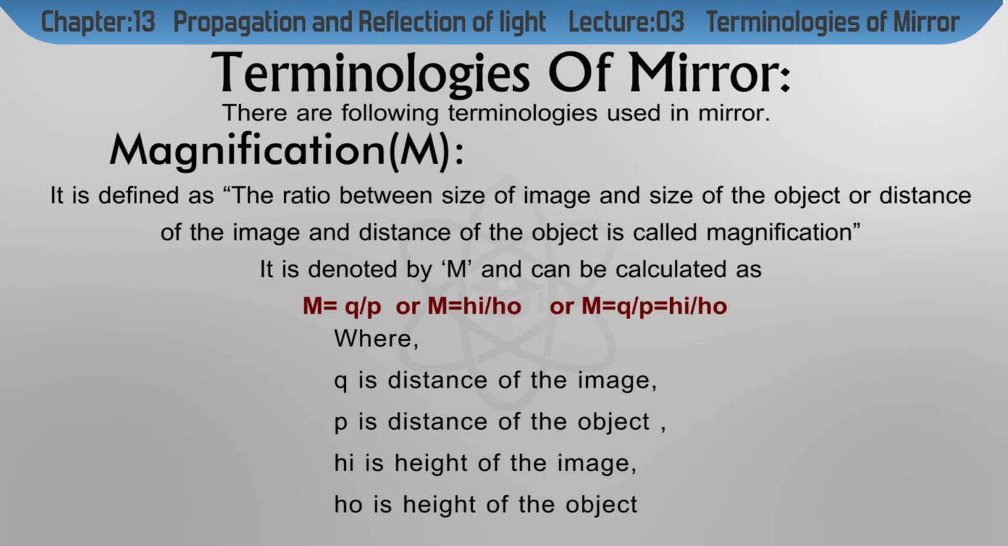Next, magnification. What is magnification? Magnification means the ratio between the size of the image and the size of the object. Or if we take linear magnification, then the ratio between the distance of the image and the distance of the object from the mirror or lens is called magnification.